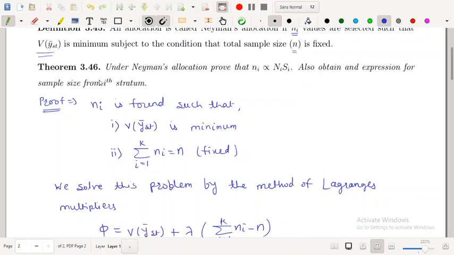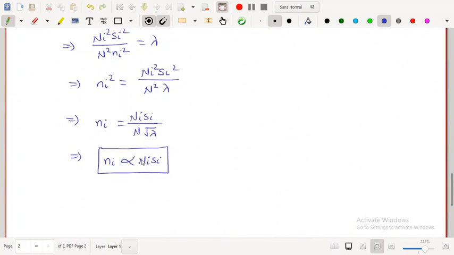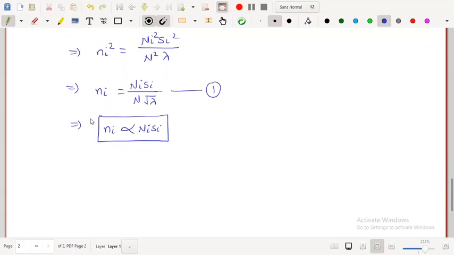Also obtain an expression for sample size from the ith strata. So we have to find the expression for small ni. This means from a larger strata take a large number of samples, and from a strata having larger variation take a large number of samples. Give a number to this equation; suppose this is equation number 1. Take summation over i running from 1 to k of ni on both sides.